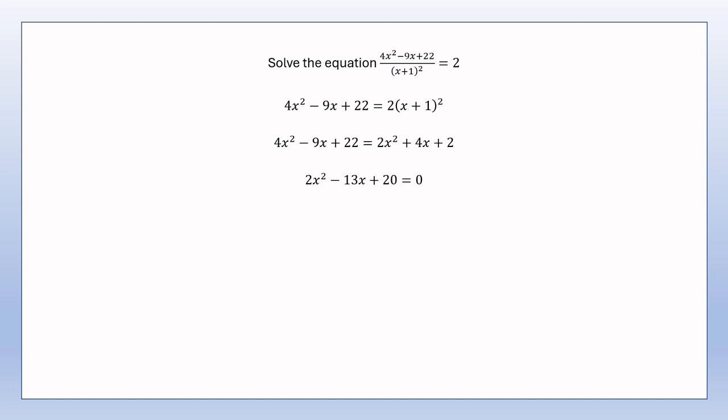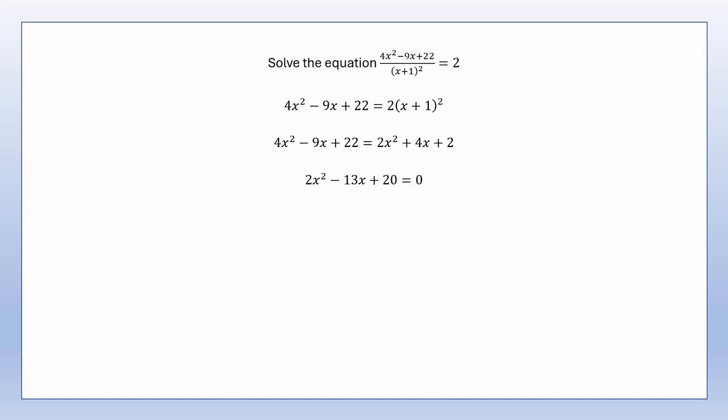I can attempt to solve this using either factorisation or the quadratic formula. I'm personally always inclined to give factorisation a go first, so let's try that. If this expression does factorise, then it will have to look something like (2x plus p) times (x plus q) equals 0. And the possibilities for numbers which multiply together to give 20, ignoring signs for the time being, are 1 and 20, 2 and 10, or 4 and 5.